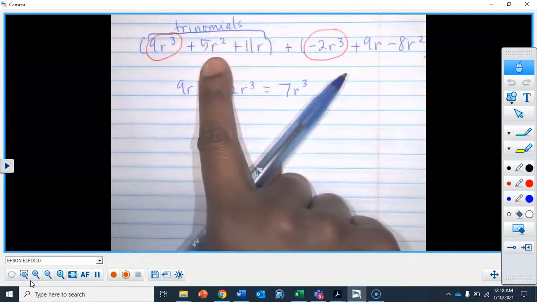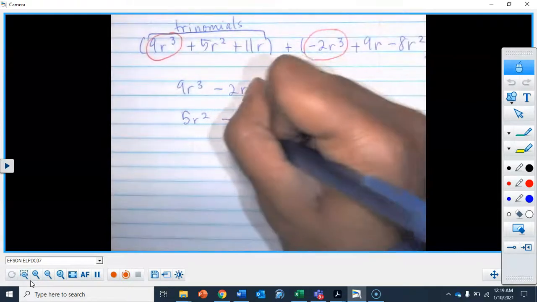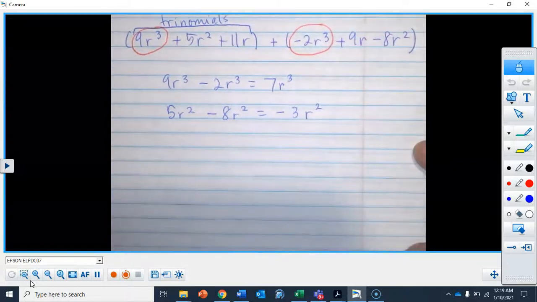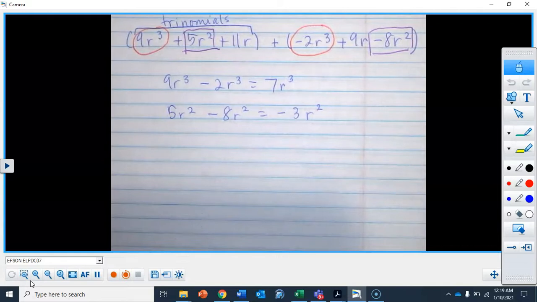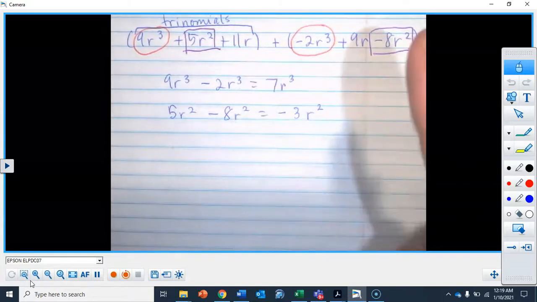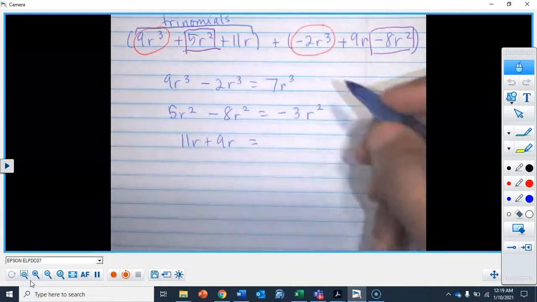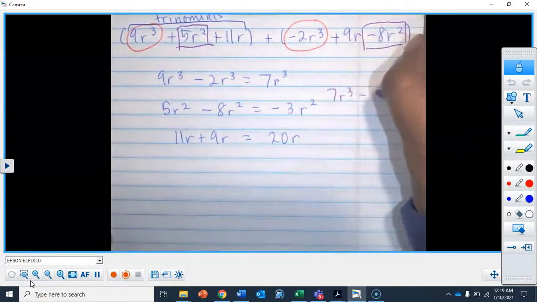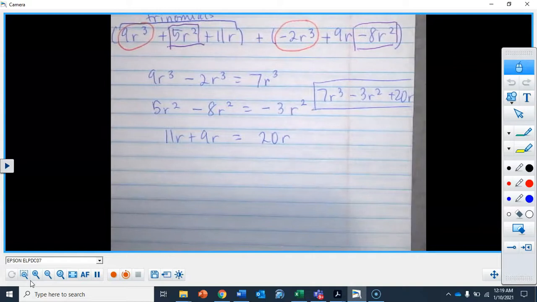Okay, now let's look at our r squared terms. So we have 5r squared, and then we have negative 8r squared, negative 3r squared. Okay, and also I can put another color just so y'all can see that. Now let's look at our r term. So we have this 11r plus 9r. Do not forget to write the variable onto the number. So this is again 20r. Final answer is going to be 7r cubed minus 3r squared plus 20r is the final answer. All right, good deal on that.